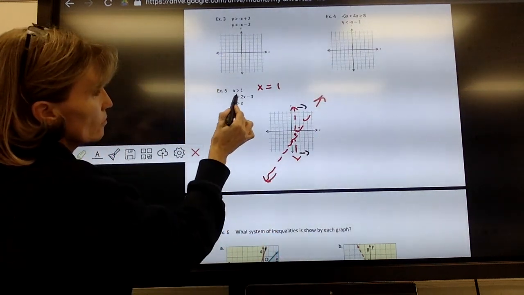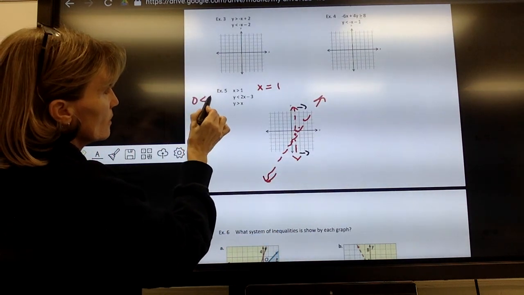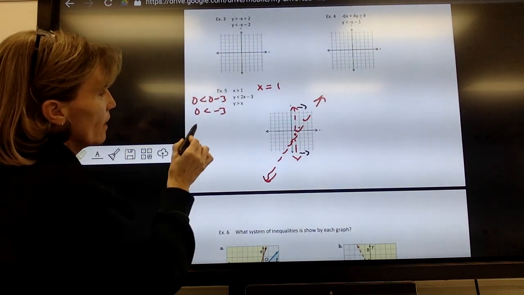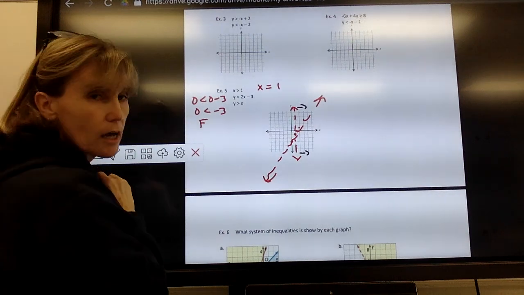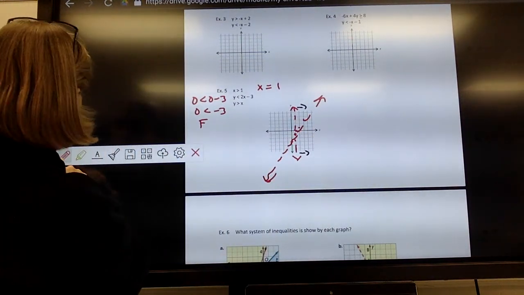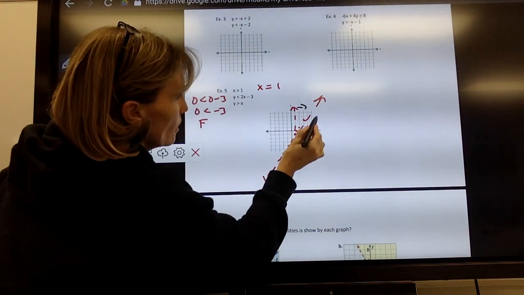Okay, if I put 0, 0 into that, 0 is less than 0 minus 3, 0 is less than -3. That is false. 0 is not less than -3. So on this broken line, I don't want 0, 0 shaded. I'm going to shade the other side of that.